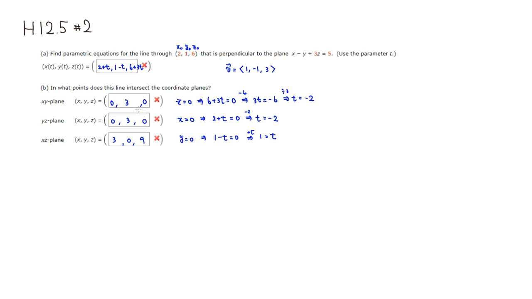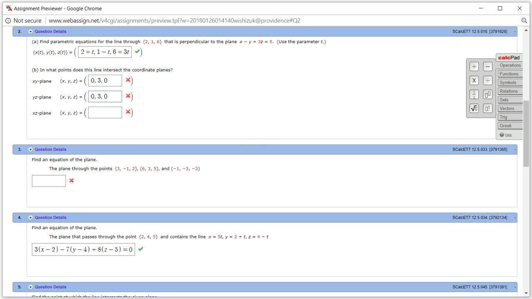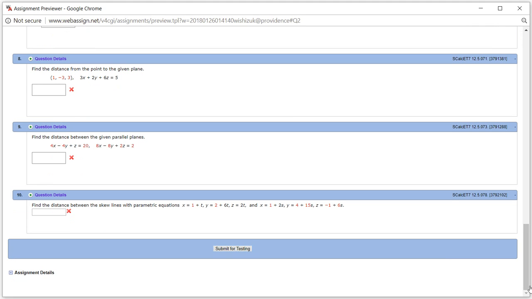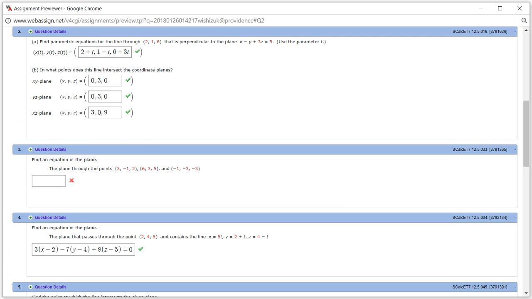So 3, 0, 9 would be the point. All right, let's check the answer. Submit for testing. All right, it came back and it looks like we got this one correct. That's it. I hope that this was clear.